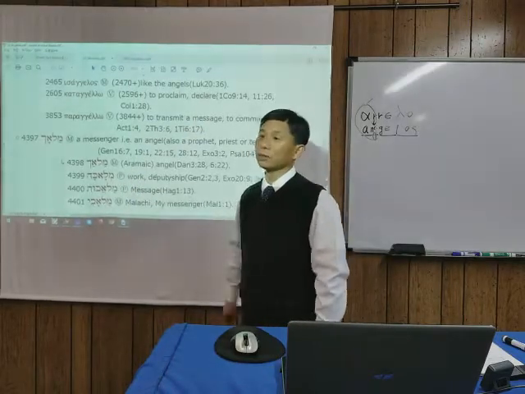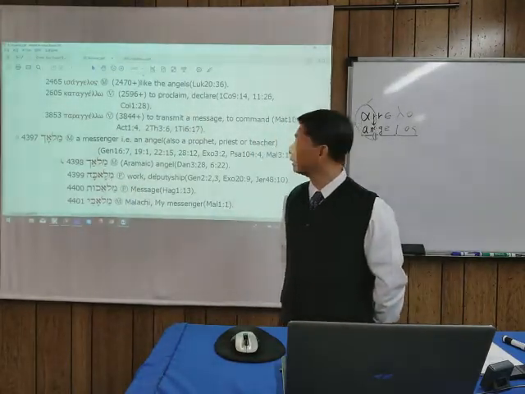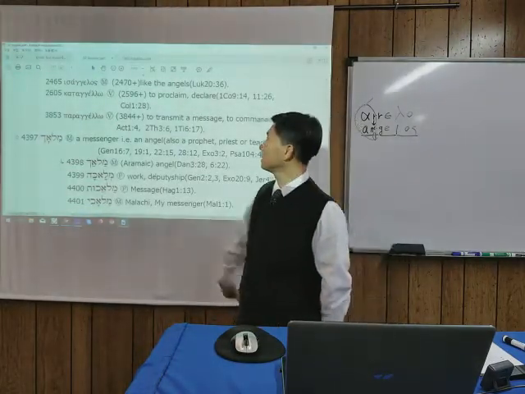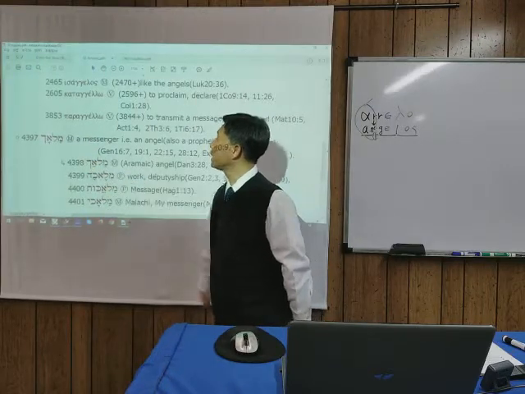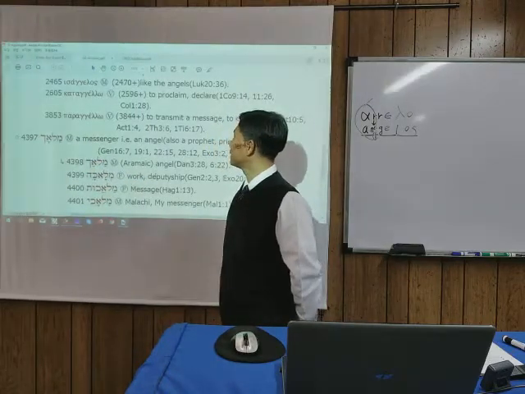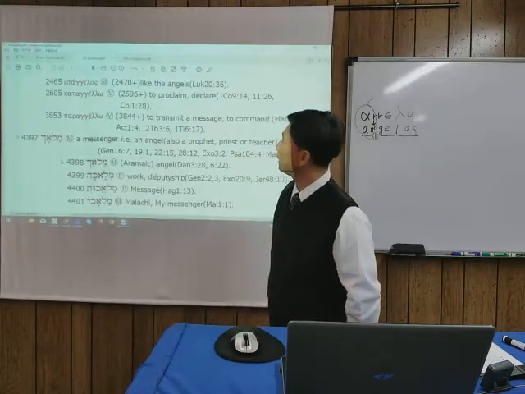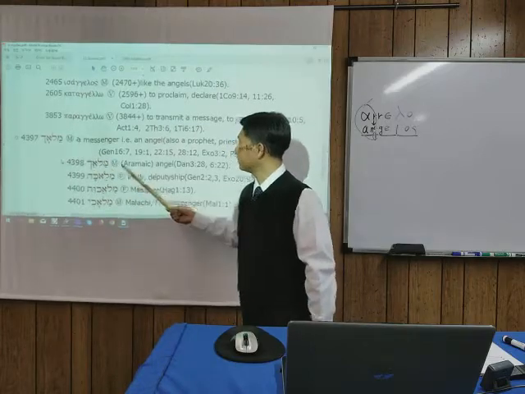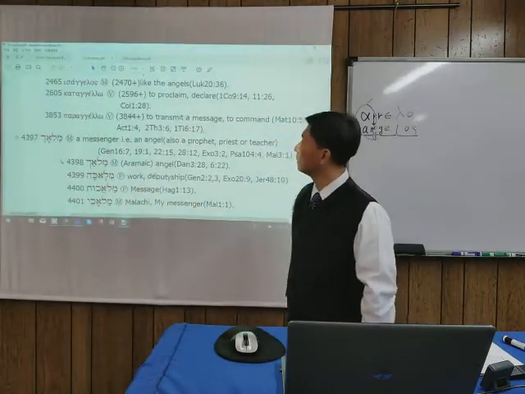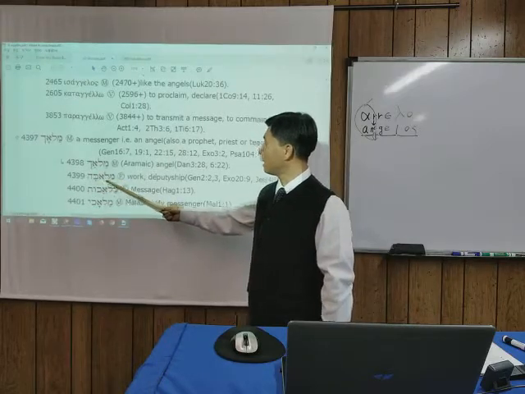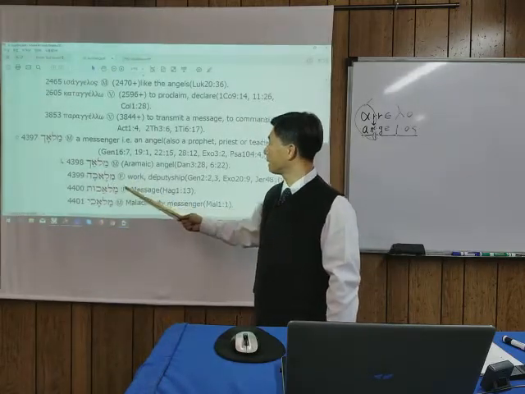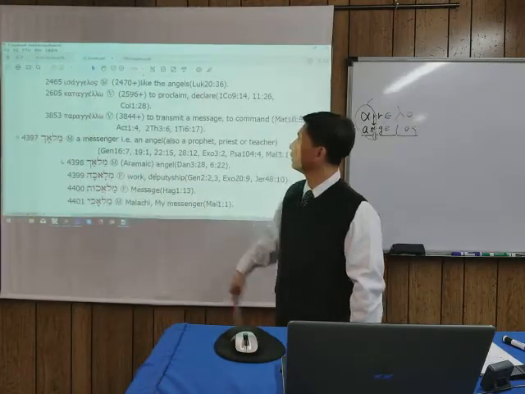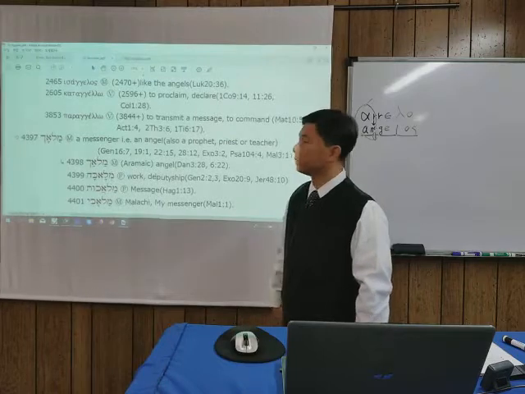Those are the Hebrew letters. Okay? I know we didn't start learning Hebrew yet. So, angelos in Hebrew, masculine noun, is malak. Malak means messenger. And then another masculine noun, malak, same. That's an Aramaic word, angel. And then melaka. Melaka is feminine. Melaka is work, deputyship. So messenger is the deputyship.